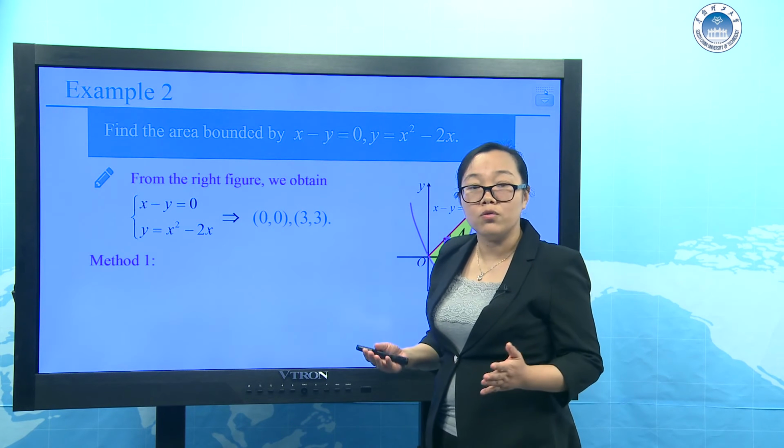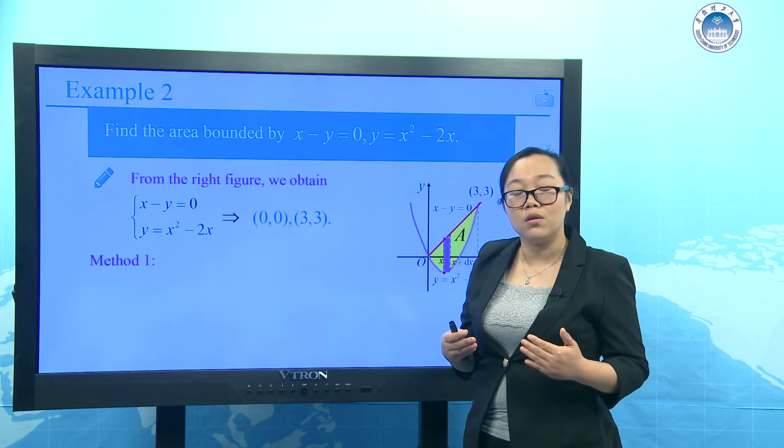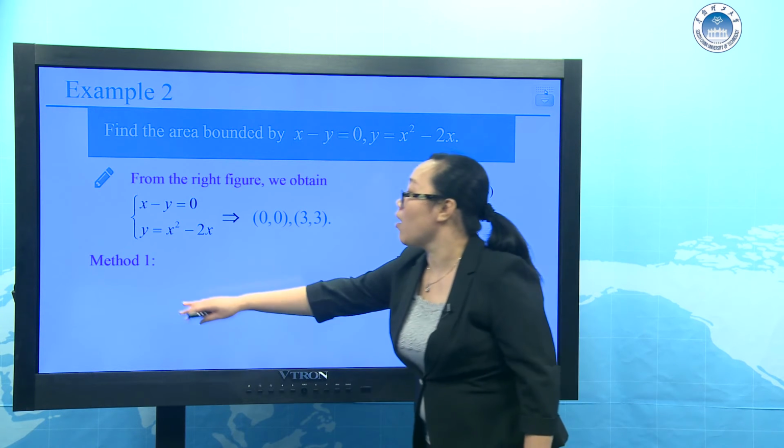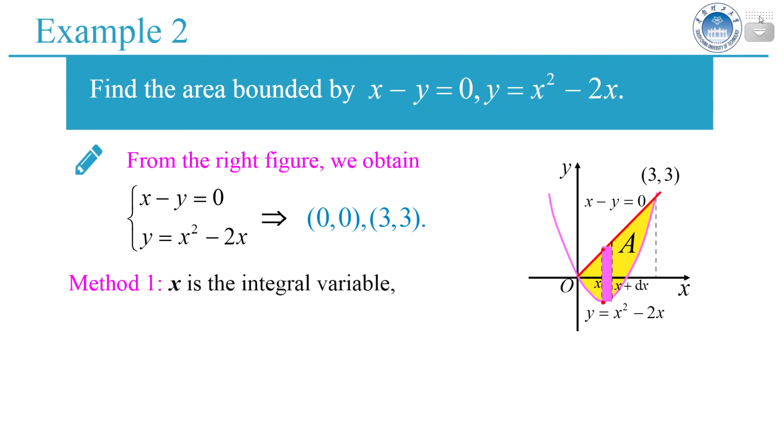So now there are 2 ideas. Maybe you can think x is our integral variable. Okay, so now in method 1, if x is our integral variable, at this time x belongs to [0, 3].